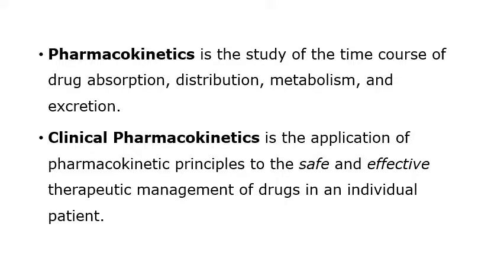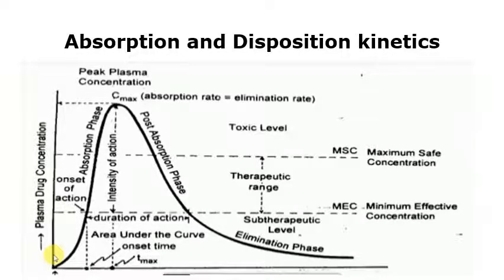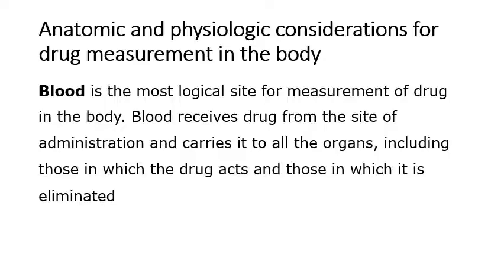This is a plasma concentration time curve where the area of increasing plasma concentration is considered as the absorption phase, and the areas where the plasma concentration decreases represent the post-absorption and the elimination phases. Since the blood receives a drug from the site of administration and carries it to all the organs, including those in which the drug acts and those in which it's eliminated, the blood is considered as the most logical site for the measurement of drug in the body.